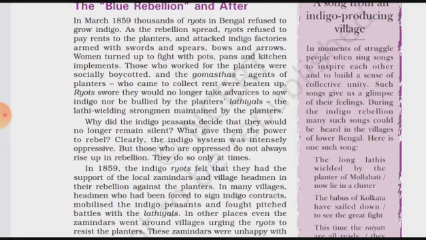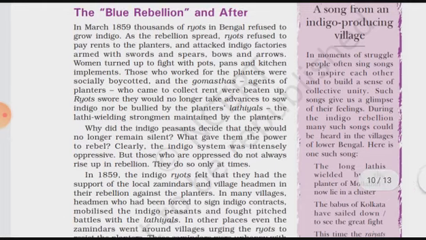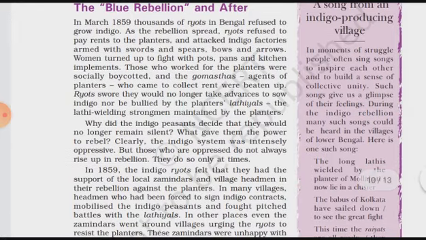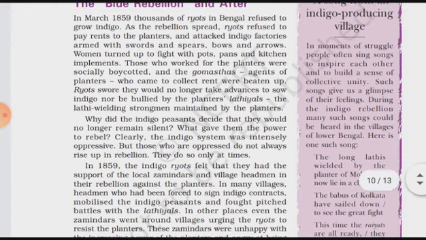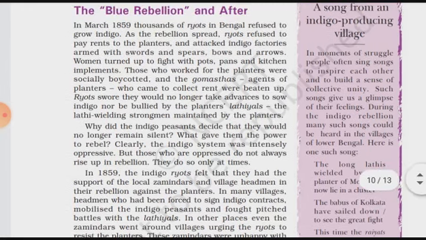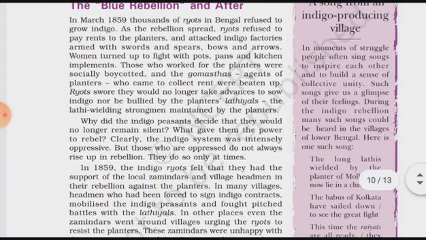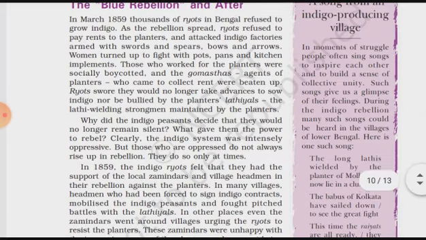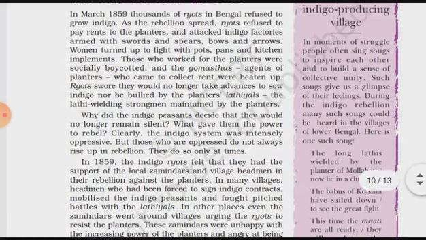As the rebellion spread, ryots refused to pay rents to the planters and attacked indigo factories armed with swords and spears, bows and arrows. All the peasants came together, refused even to pay the rents to the planters, and attacked indigo factories. They brought with them swords, spears, bows and arrows. Women turned up to fight with pots, pans and kitchen implements. Even the women participated in this revolt and came to fight these planters.